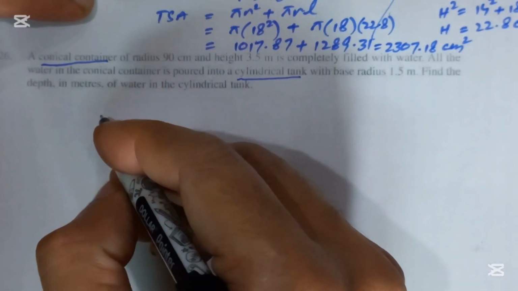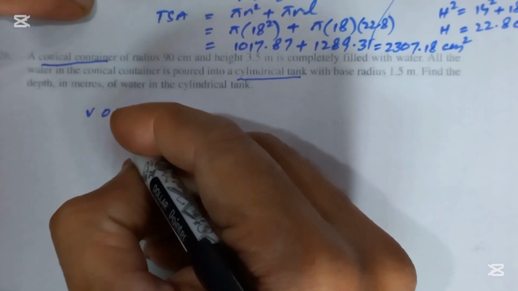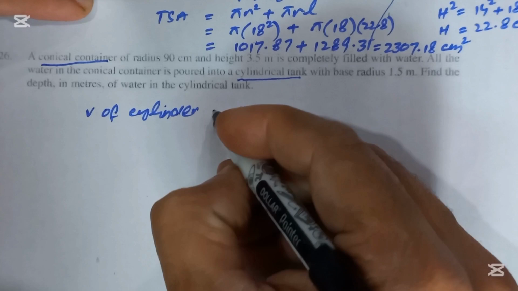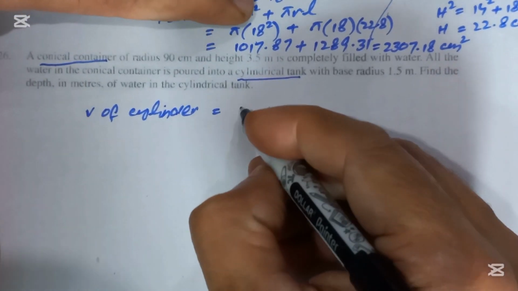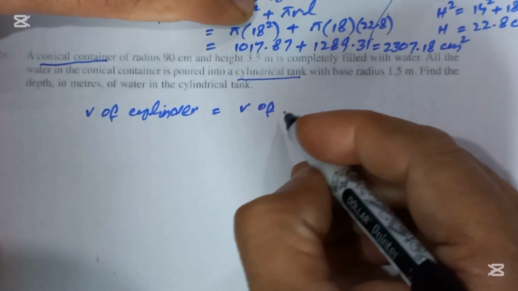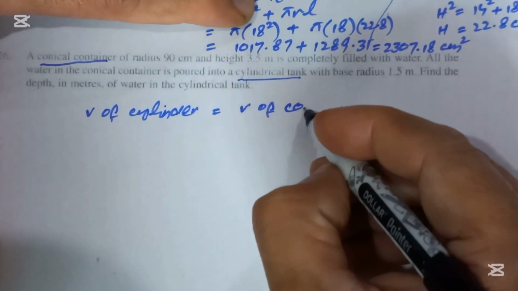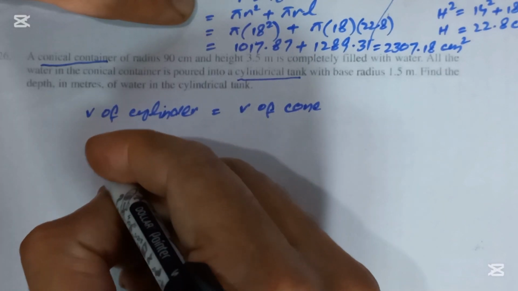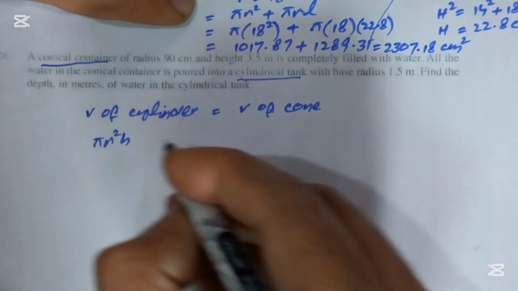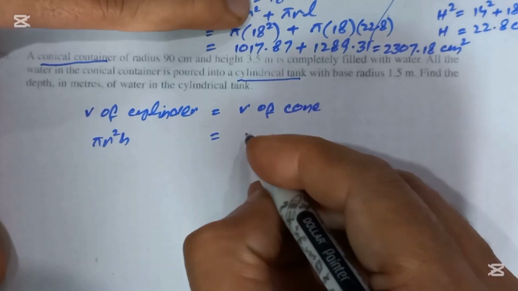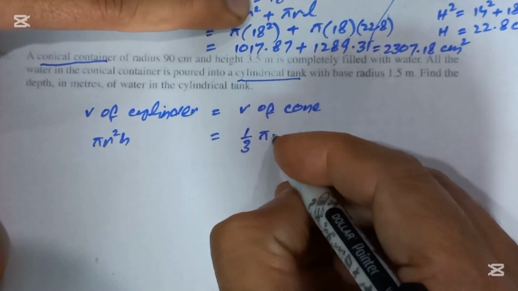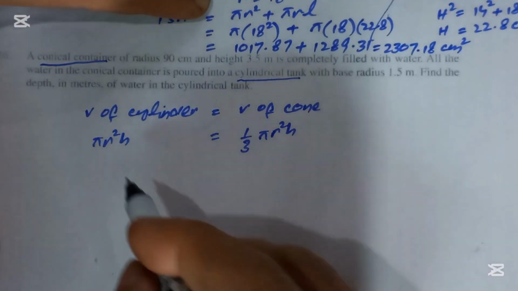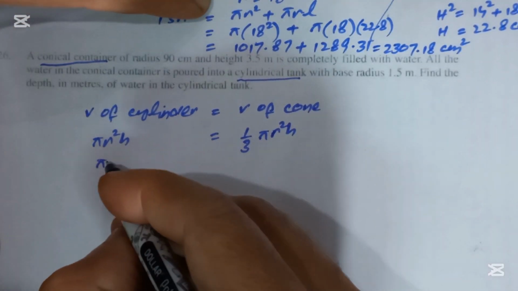So first, volume of cylinder will be equal to volume of the cone, because the full volume of the cone is going to be poured in the cylinder. Volume of the cylinder formula is pi r square h, and volume of the cone's formula is 1 by 3 pi r square h. Okay, now put the values in the formula.